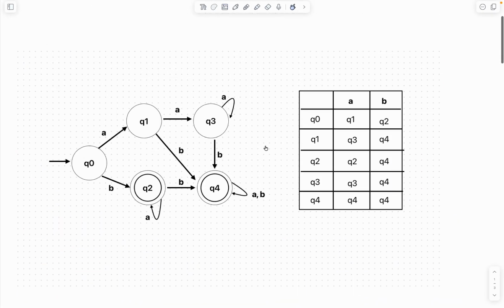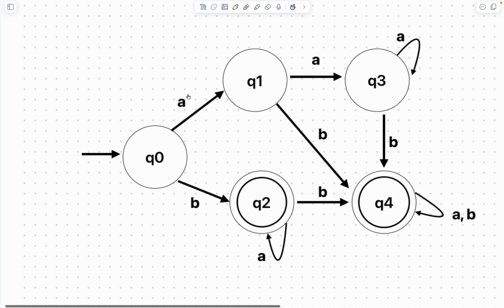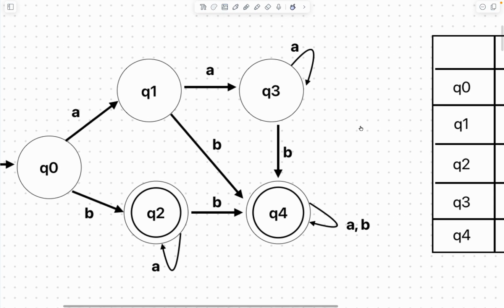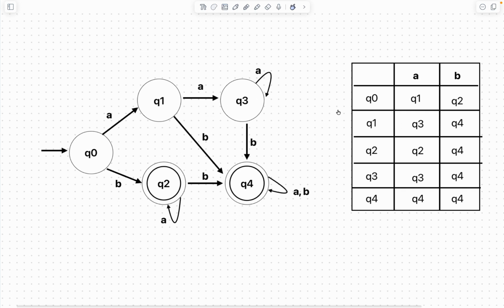Okay, so let's try to understand with an example. You will be given a question like this, you will be given a DFA like this. And to make our life easier, we first draw the transition table. As you guys know how to draw a transition table, we take all the states here and we take the inputs on this side.